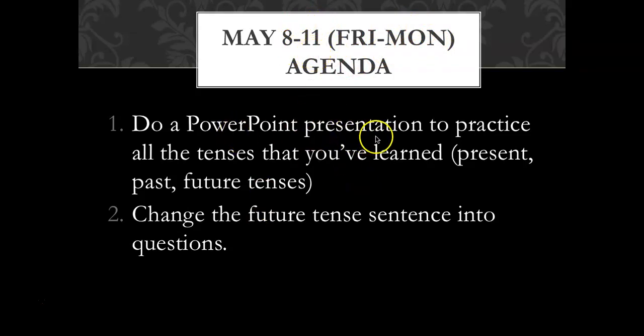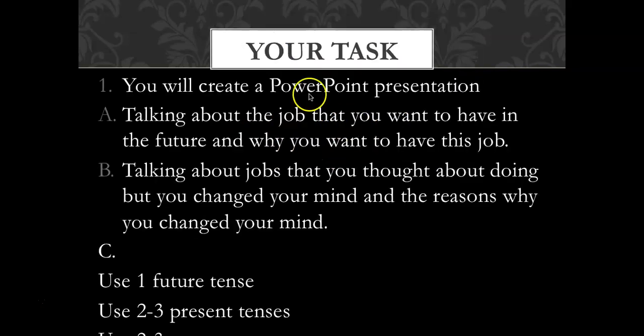So for the PowerPoint presentation, I'll show you guys an example so you know what to do exactly. So for your PowerPoint presentation, you will be talking about the job that you want to have in the future and why you want to have this job. And you will also be talking about jobs that you thought about doing but you changed your mind and the reasons why you changed your mind. Make sure that the sentences you include or type would have 1 future tense, 2 to 3 present tenses, and 2 to 3 past tenses. Okay, let me repeat the last part. You also need 2 to 3 past tenses.